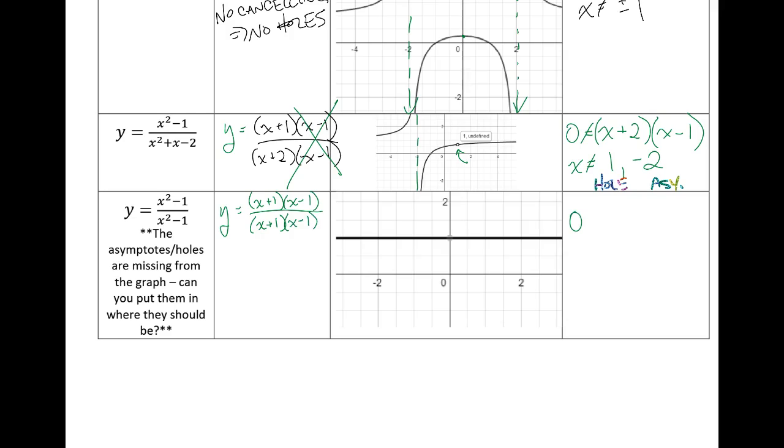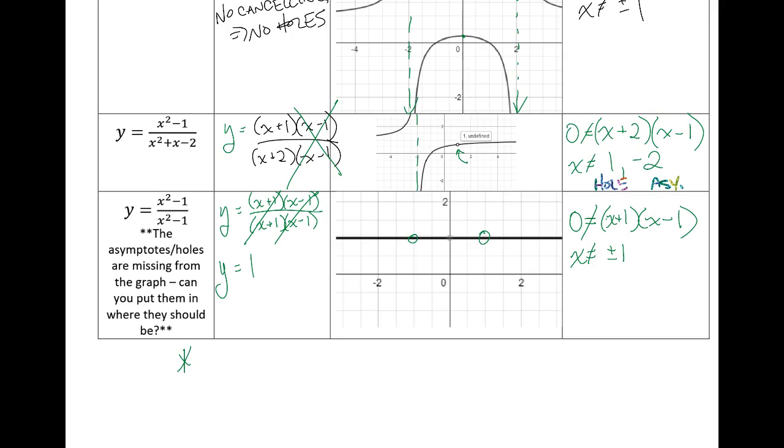which means that my non-permissible values are that denominator piece, x plus 1, x minus 1, can't be 0, so x cannot be plus or minus 1. But because everything cancels out, again, when things cancel, that means that it's a hole, not an asymptote, so I would put a hole here and a hole here at negative and positive 1. But otherwise, it looks like a horizontal line at 1, because when everything cancels out, what we're left with is y equals 1. Because again, anything divided by itself is 1.